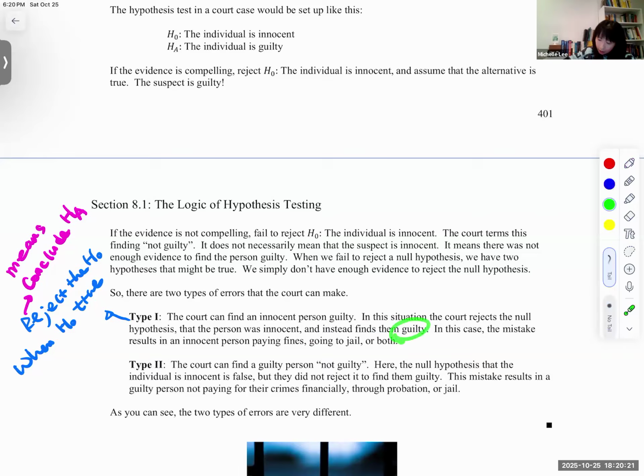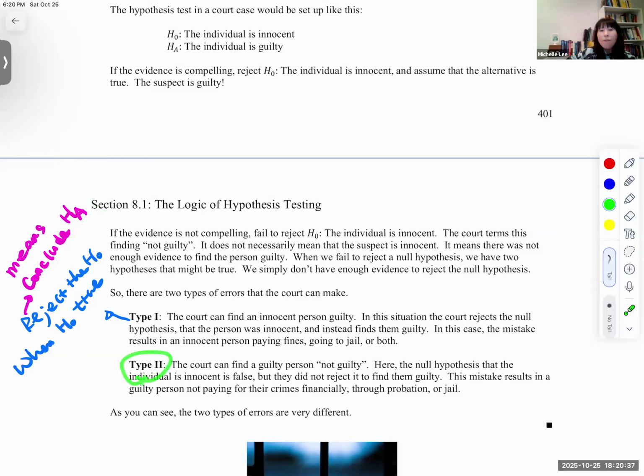Okay, so guilty. In this case, the mistake results in an innocent person paying fines, going to jail, or both, right? So the alternative hypothesis in this case is guilty, right?